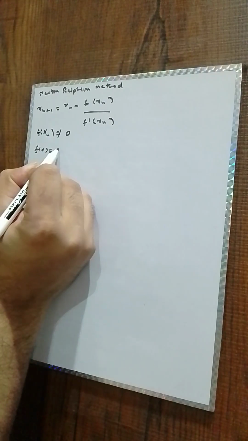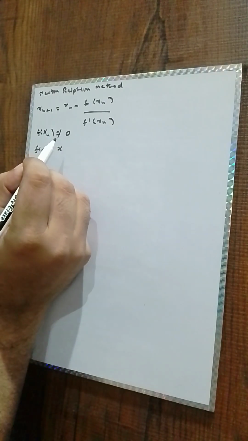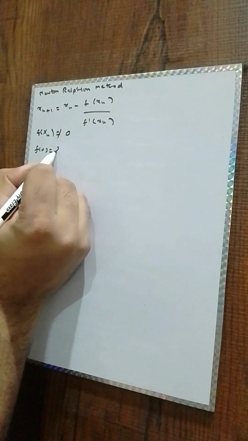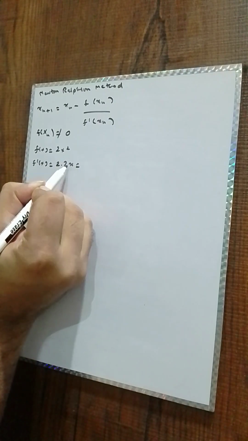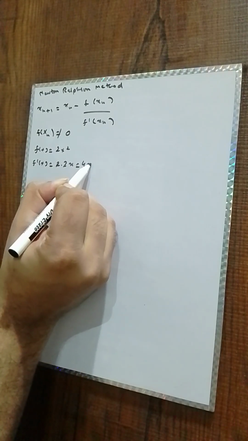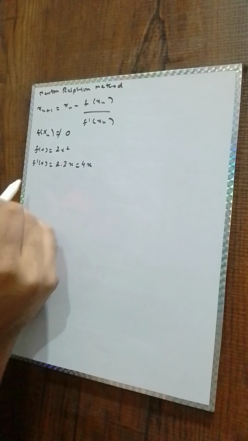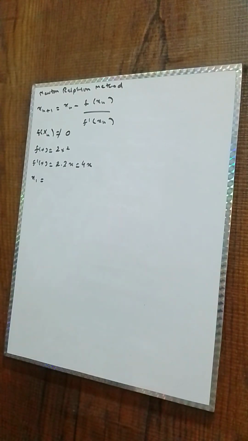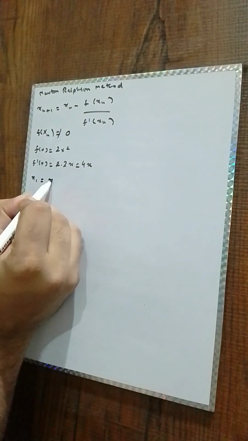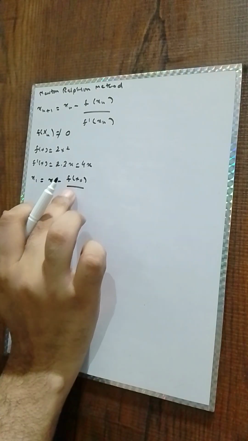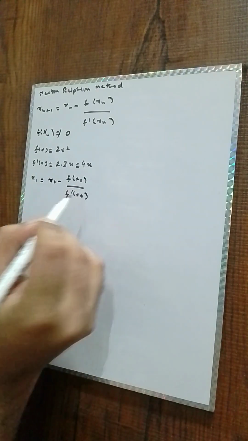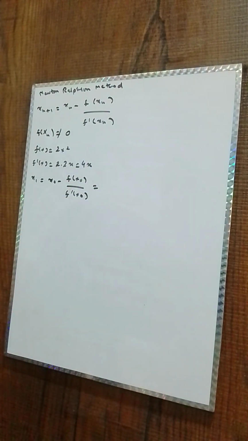So for example, the function we have is, let's say, 2x square, and the first derivative of the function is 2.2x, which is equal to 4x. Yes, and then the first iteration for the solution is equal to x naught minus f at x naught by f prime at x naught.